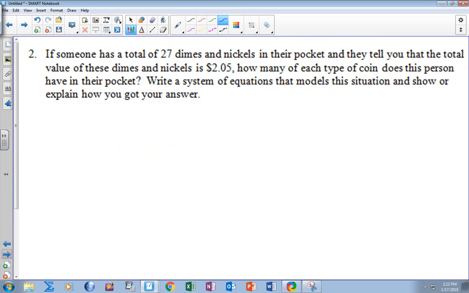The next one says if someone has a total of 27 dimes and nickels in their pocket and they tell you that they have a total value of $2.05, how many of each type of coin do they have in their pocket? It says write a system of equations and then show or explain how you got your answer.